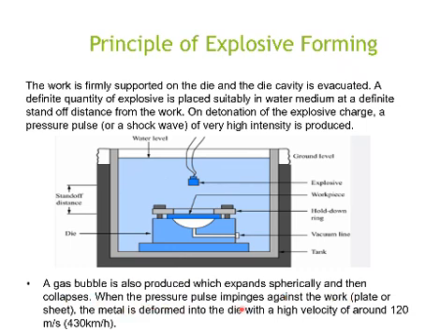When the pressure pulse impinges against the workpiece, which is the plate or the sheet, the metal is deformed into the die with a high velocity of around 120 meters per second to 130 kilometers per hour.